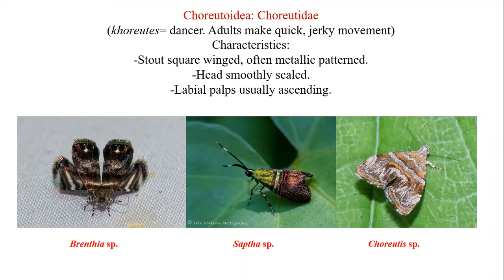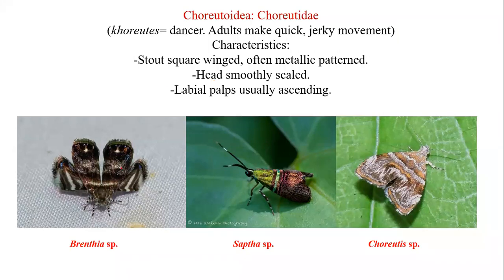And the adult characteristics can be said like this: their wings are usually stout and square shaped, and they are often metallic patterned, and their head is smoothly scaled, and labial palps are usually ascending.